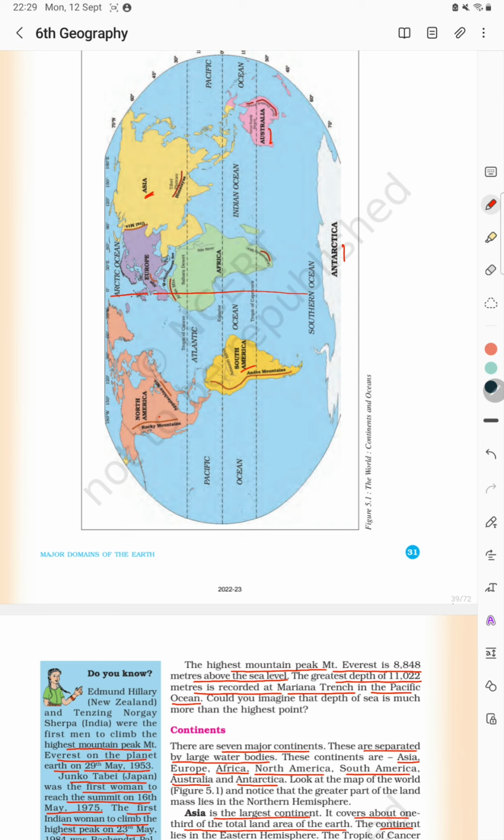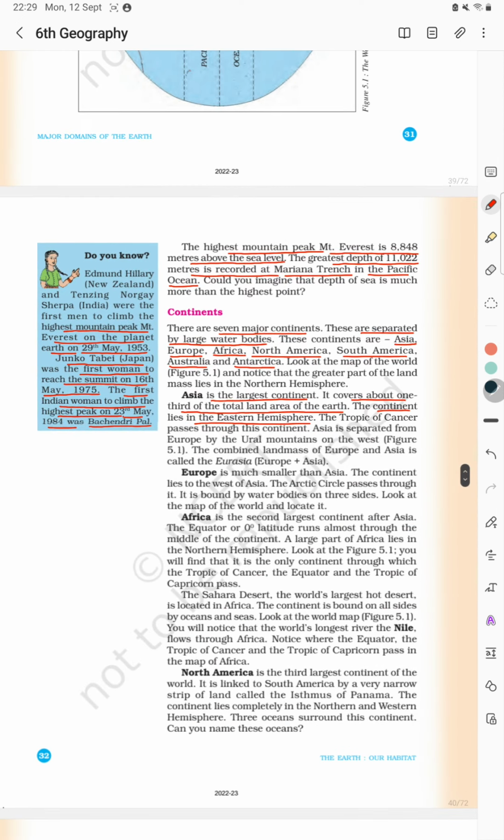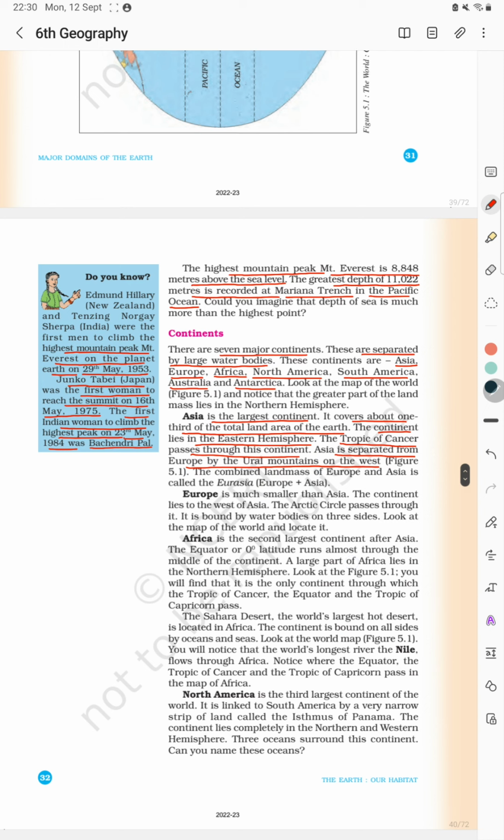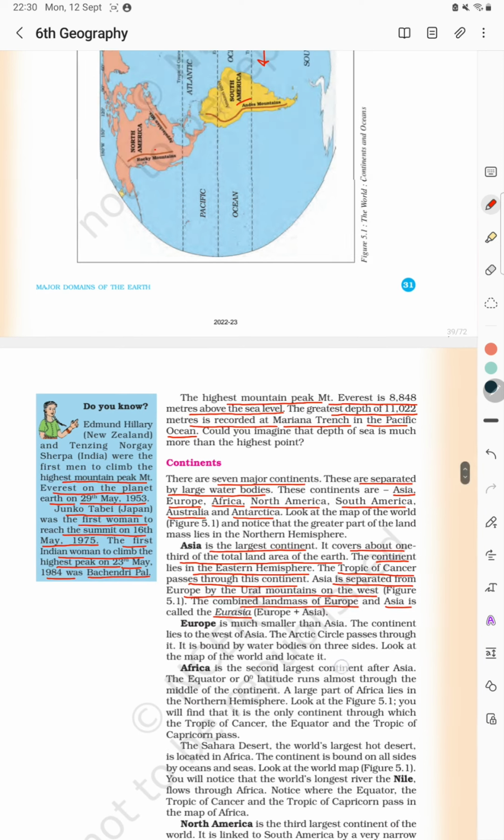So this is the eastern hemisphere and this is the western hemisphere. Asia lies in the eastern hemisphere. The Tropic of Cancer passes through this continent. Asia is separated from Europe by the Ural Mountains on the west. The combined landmass of Europe and Asia is called Eurasia, Europe plus Asia.